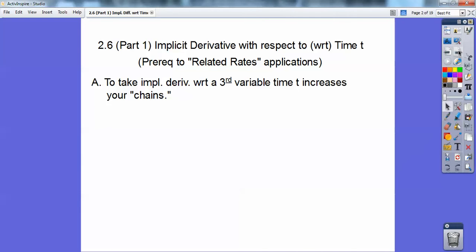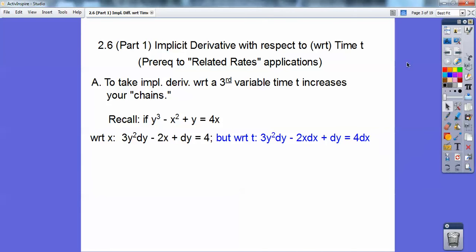So instead of having a dy all the time, like before, when we did this with respect to x, all the y stuff had a dy to it, but the x stuff didn't have a dx to it. But with respect to time, this is actually dy/dt, and this is dx/dt. This would have been dx/dx right there, which is just 1, because it's in terms of x. But with respect to a third variable, you have all these extra chains. So you have a dx with the x's, and dy's with all the y's. So they're all dy/dt's and dx/dt's on there.